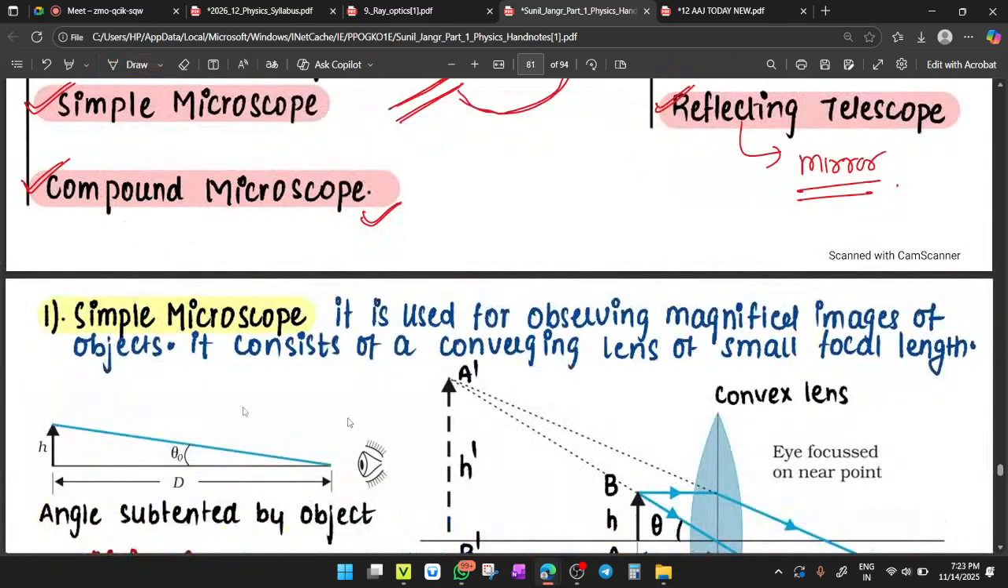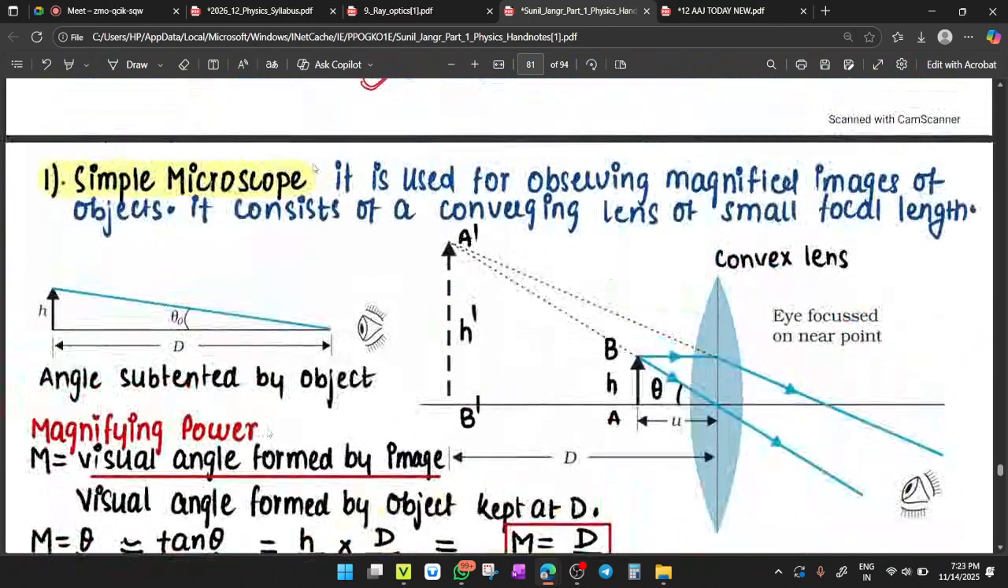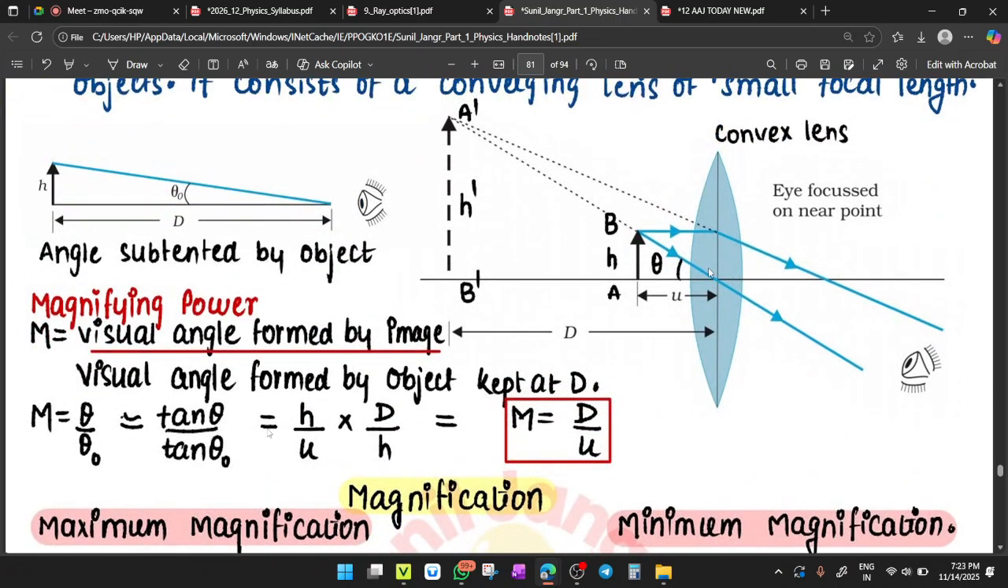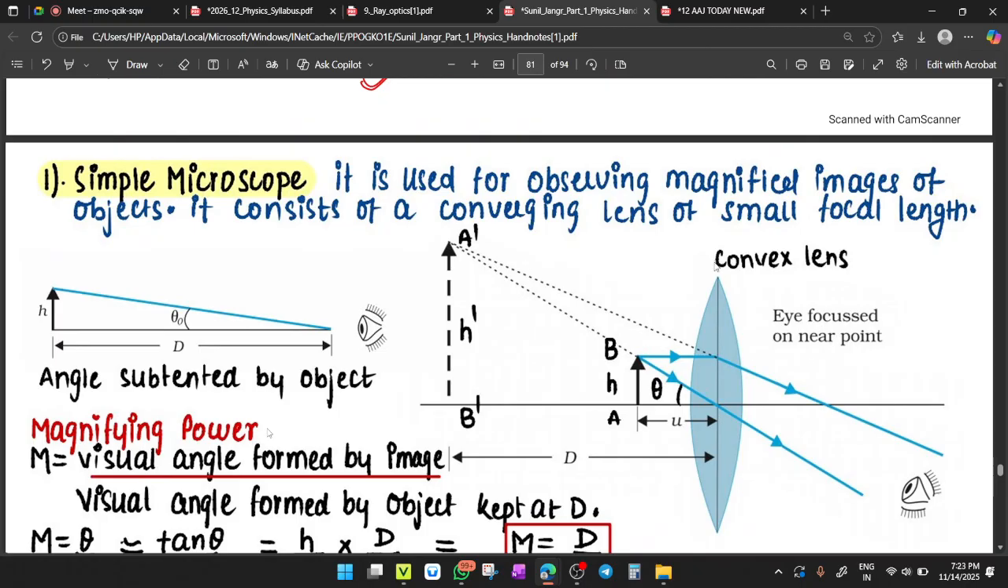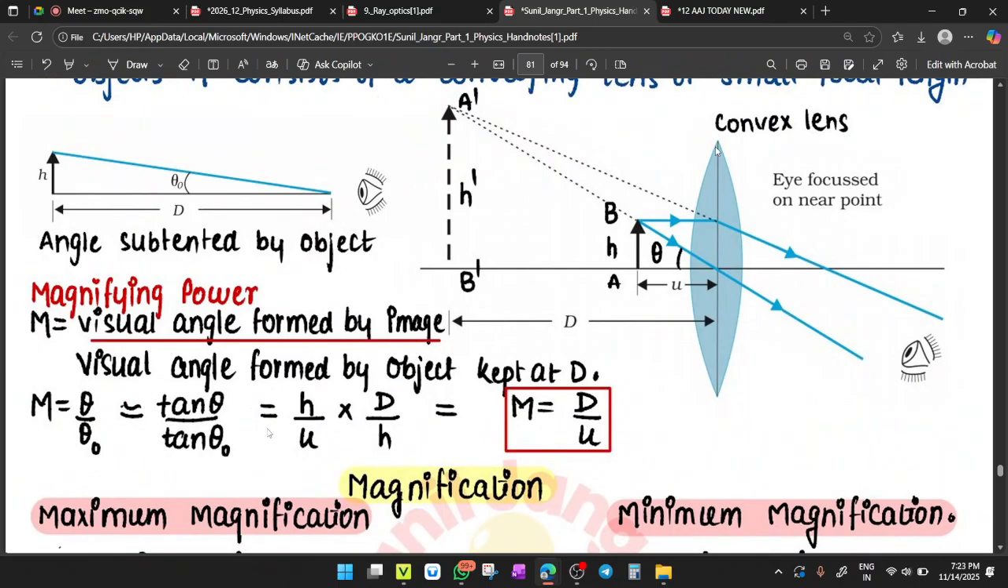Make this chart. So students, we start with the simple microscope. What is a simple microscope? A simple microscope is used for observing the magnified images of the object. It consists of a converging lens of a small focal length. This microscope is used to see the object usually at a small distance, because it uses a convex lens of low focal length. Clear? So here we have a convex lens of low focal length.